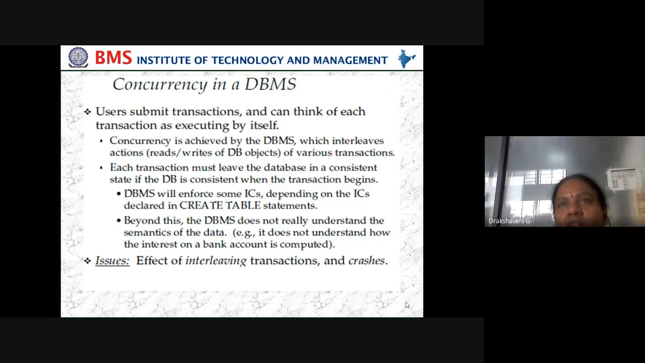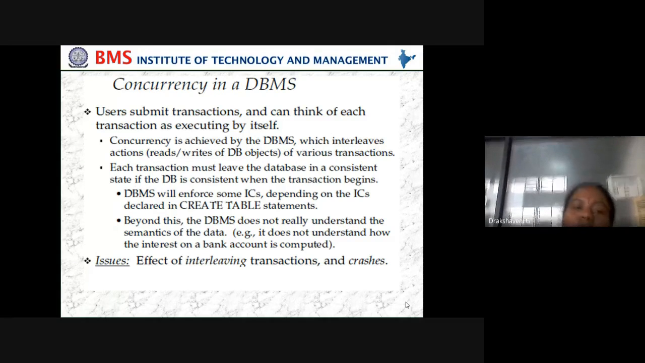Now, let us say you have an option of sending a mail to someone saying that your name is missing the initial. Then what type of operation do we do? We do a write operation. That's the write of a DBMS object by various transactions. So concurrently, we can do read and write of a database object. Each transaction must leave the database in a consistent state if the DBMS is consistent when the transaction begins.